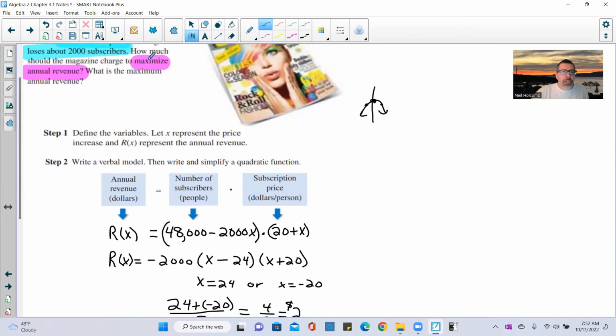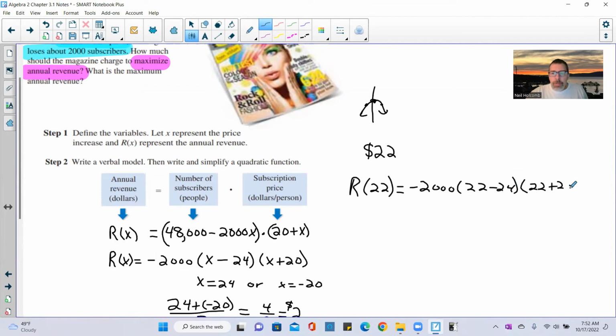So the question said, how much should the magazine charge to maximize annual revenue, and what is the maximum annual revenue? To maximize, it was $20 per subscription. Now it's $22. So that's the first question: how much should the magazine charge to maximize annual revenue? They should charge $22 per subscription. So then I want to find R of 22 to determine what my maximum revenue is. That would equal negative 2,000 times 22 minus 24 times 22 plus 20. So all I'm doing is substituting in 22 for x right here.